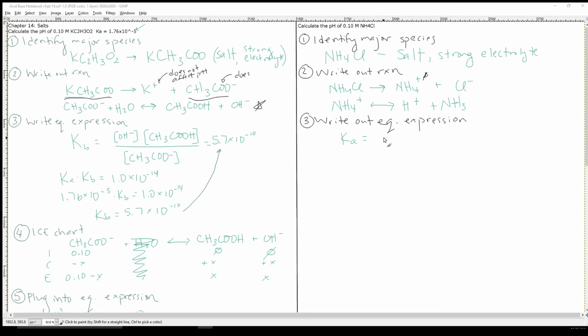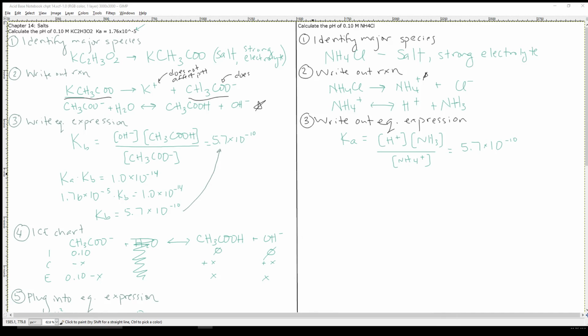So I need a Ka. I'll have H plus, NH3, and NH4 plus. Now this problem did not outright give me a Ka value. I have a chart posted on Canvas where you could print out a list of values, and from that you'll be able to find ammonium has a Ka of 5.7 times 10 to the negative 10. These are not values you have to memorize, you will be given them.